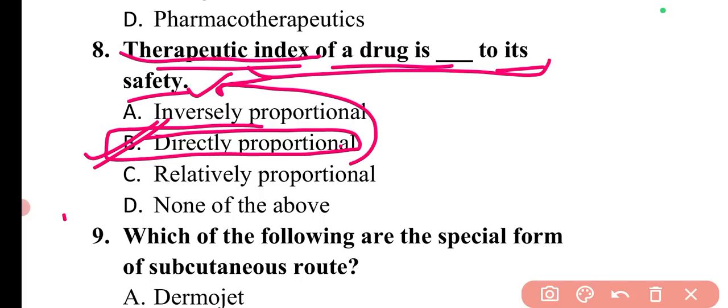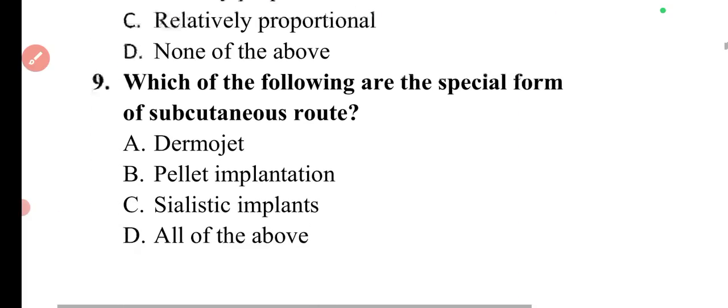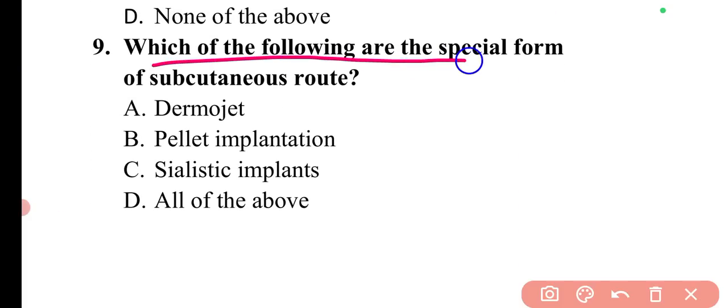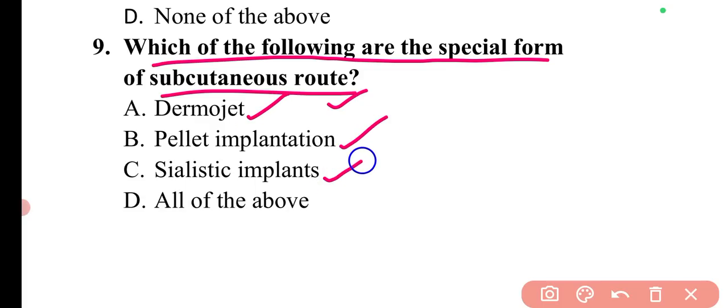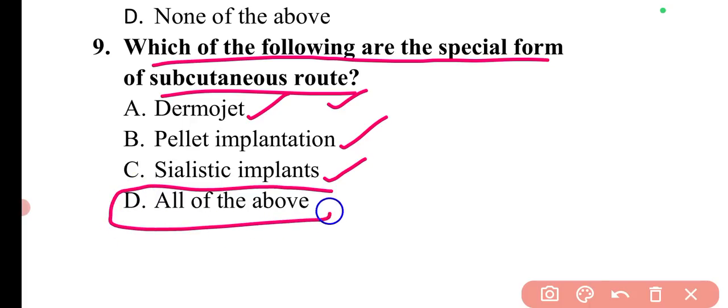It is directly proportional to the safety. Next question is, which of the following are the special forms of subcutaneous route? The special forms of subcutaneous routes include dermojet, pellet implantation, cellulosic implant. So here option D, all of the above, will be the correct answer.